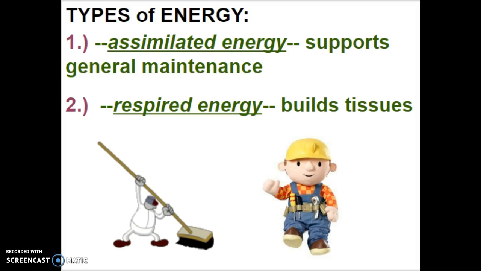So types of energy, we have what's called assimilated energy. Assimilated energy in an organism supports the general maintenance of that organism, growth, development, etc. Respired energy, that's the energy that is used to build the organism's tissues. The assimilated energy is not available to a consumer, whereas the respired energy is available to the consumer.